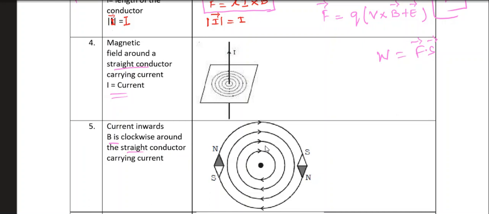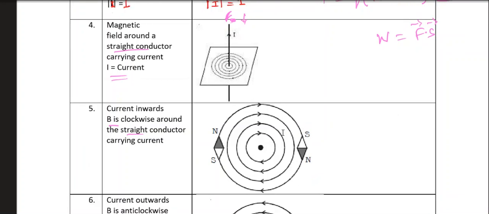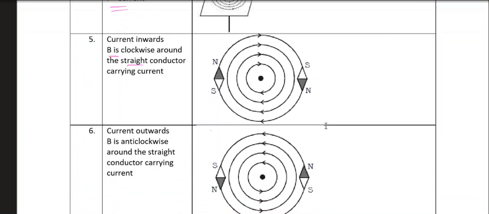Now this is the top view of the conductor. When you look from here, this is our eye, that is the view. So this view is the top view. Now the current is inward, which means B is clockwise.